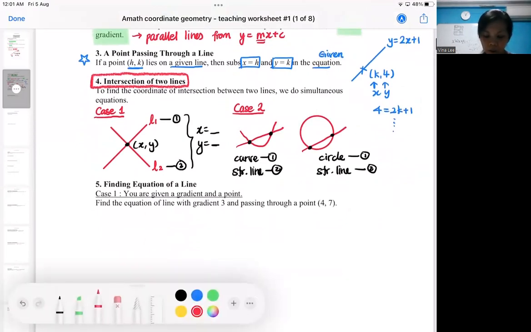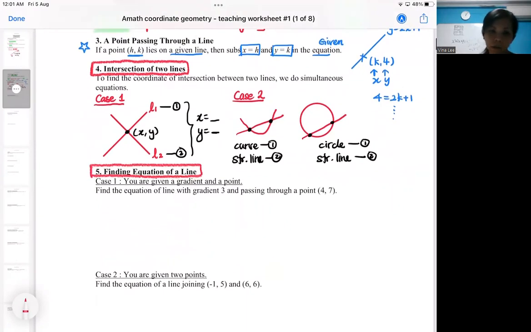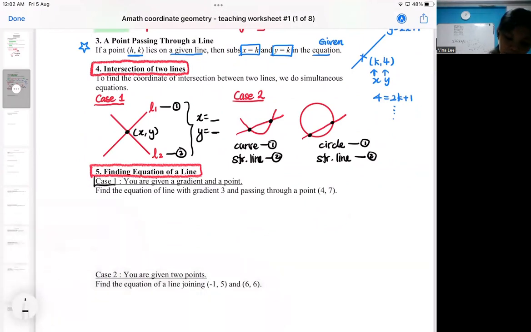Another one is finding the equation. Finding the equation is always being asked. So you got to look at whether you get case 1 or case 2. Generally, if you need to find an equation, you will need a gradient and a point. This is the gradient, and this is the point. Once you get the gradient, you put in the coordinate to get the point.